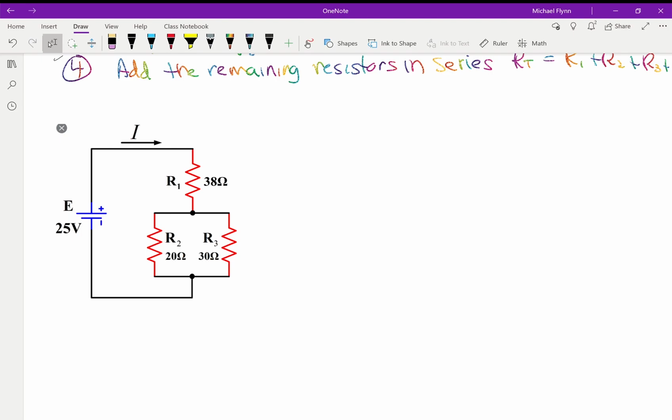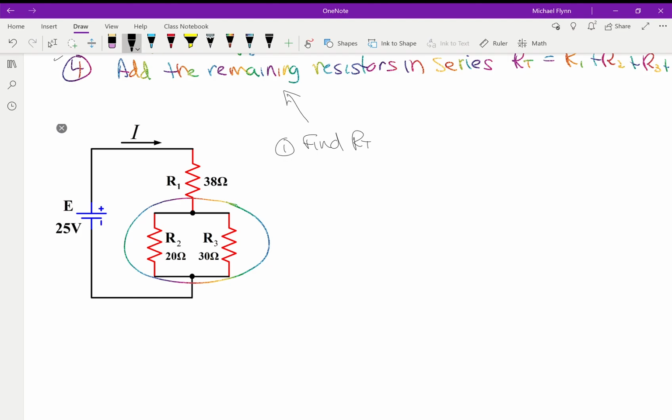Now, here's another example for you. So I'm going to do this one for you also. So first, we find the total resistance using these four steps. First we need to identify the parallel part. So I'm going to take out my highlighter, or my rainbow color, and I'm going to circle it right there. I recognize that immediately as the parallel part.